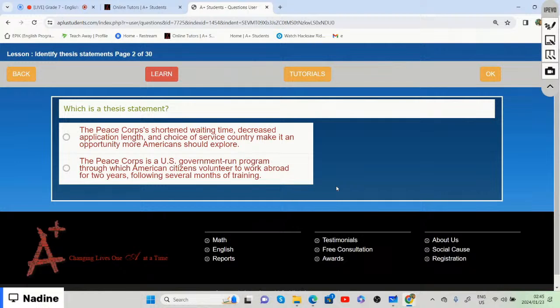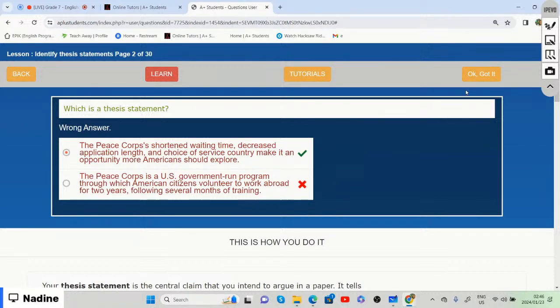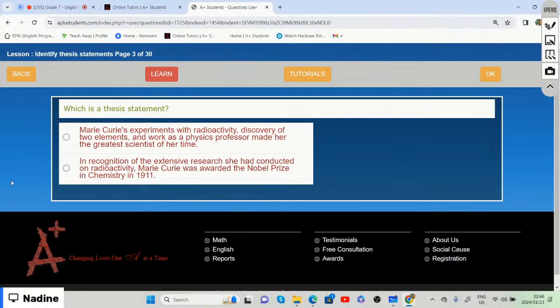So the Peace Corps' shortened waiting time, decreased application length, and choice of service country make it an opportunity more Americans should explore. Or the Peace Corps is a US government run program through which American citizens volunteer to work abroad for 2 years following several months of training. All right. So Peace Corps in the US runs a program in which American citizens volunteer to work abroad for two years. Oh, the first one. It decreases the application length, right?